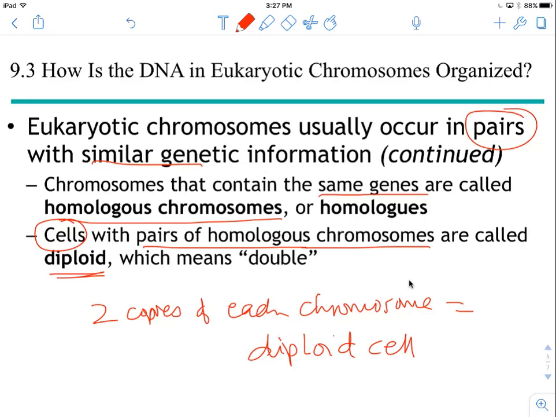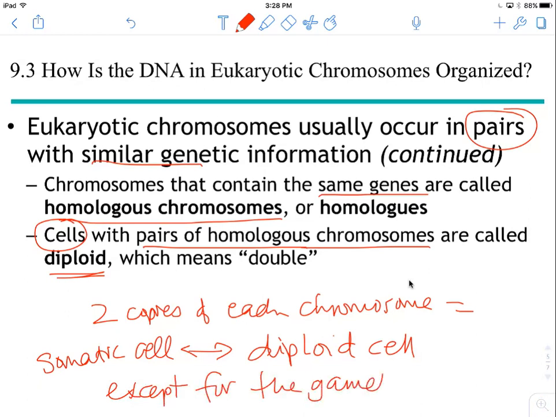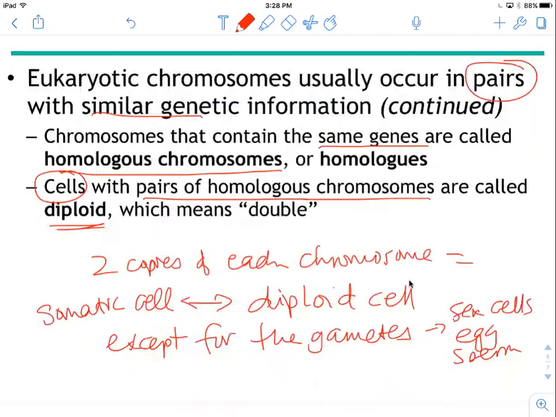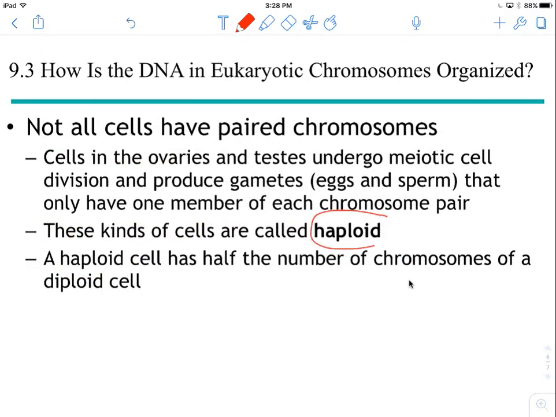Now, in human bodies, nearly every cell is a diploid cell. We call almost every cell in the body a somatic cell. All the cells in your body are somatic cells, and they're all diploid, except for the gametes. And remember, those are your sex cells, egg and sperm. And these guys are special. They are what we call haploid.